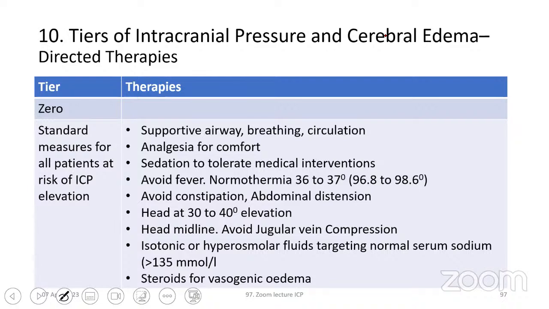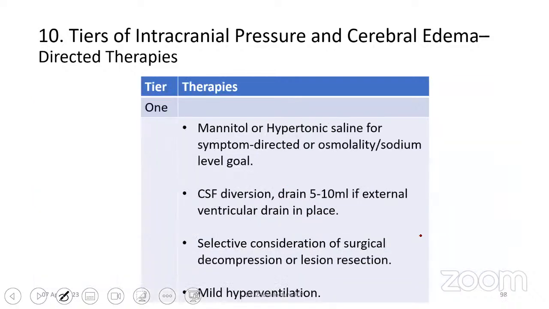One of the things which is difficult to observe is these two: keeping the head in the midline and avoiding jugular vein compression. Every critical care specialist is interested in putting lines in the neck veins. The number of times I keep telling them, but they go back to the same practice. For tier 1, mannitol or hypertonic saline for symptom directed or osmolarity or sodium level goal. You can use these two things.